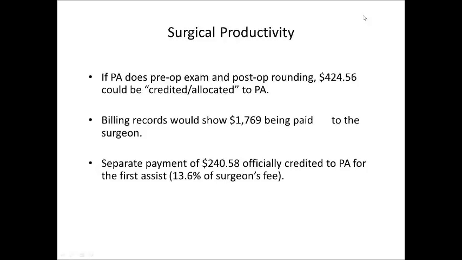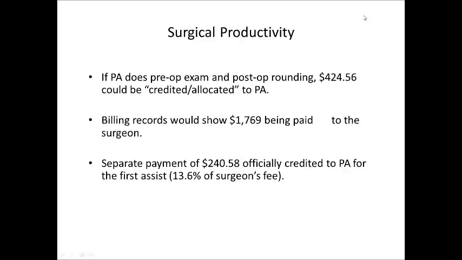If in fact the PA were being fully utilized in this surgical practice, what we could find is that if they were going to do both the pre-op H&P and the post-op rounding for this patient, that would actually add up to about $424. And while that money doesn't come to the PA in terms of a check or a payment, what we can say is that that's the kind of professional work, or that's the amount of money that would be allocated to the individual who did the professional work, in this case the pre-op H&P and the post-op rounding.